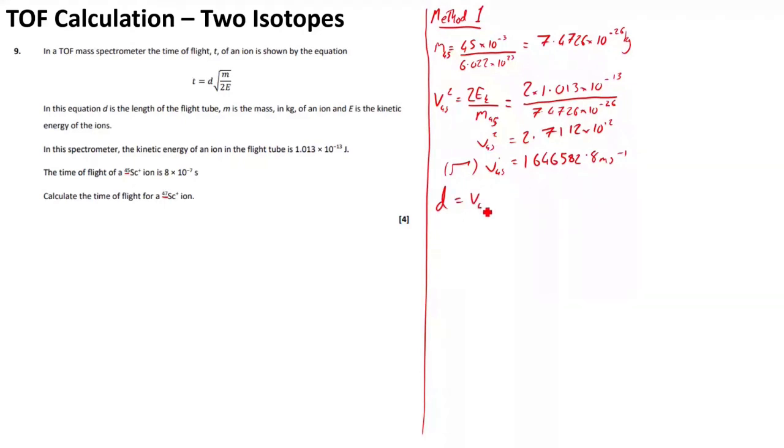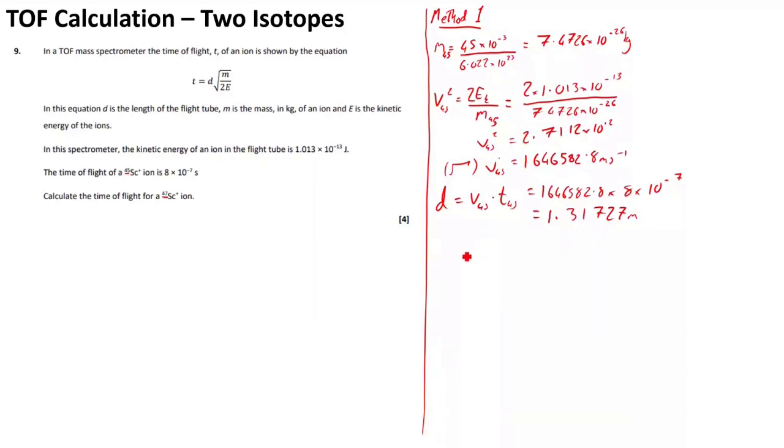So we've got the velocity of 45, and now we can work out the flight tube length, because it's going to be the velocity of 45 multiplied by the time of 45, which they've given us in the question. It's 8 times 10 to the power minus 7. It's not taking very long to go there at all. And we end up with a length of the flight tube of 1.31727 meters. I'm not rounding this down because we're going to use it again in further calculations. The length of the flight tube is the same for both isotopes.